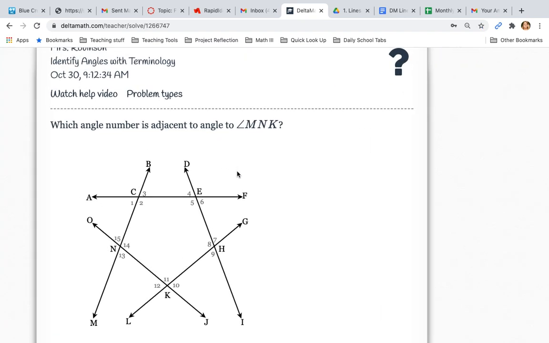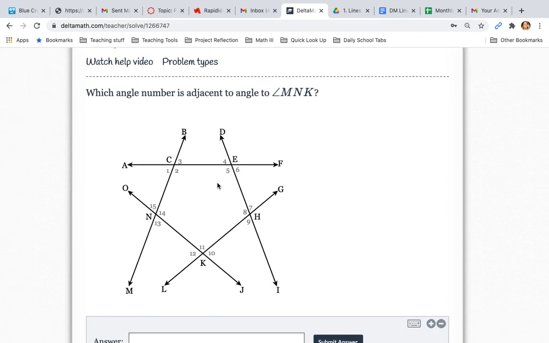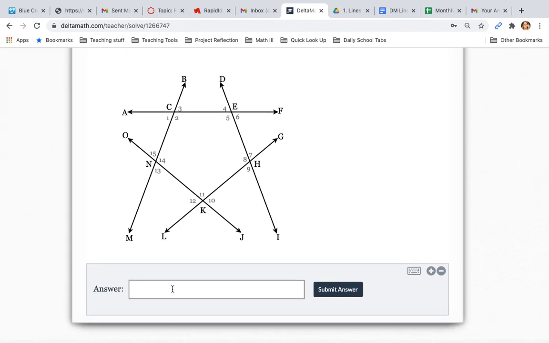Another where it's adjacent. So some of you will look up here. Of course, if you want to use paper, you can. MNK. MNK is this angle here, which is number 13. So which angle is next to 13? The only one that's numbered is 14, okay? Yes, N is also adjacent, and 15 is vertical, but 14 is the only numbered one next to MNK, which is 13. So we would type in angle 14.